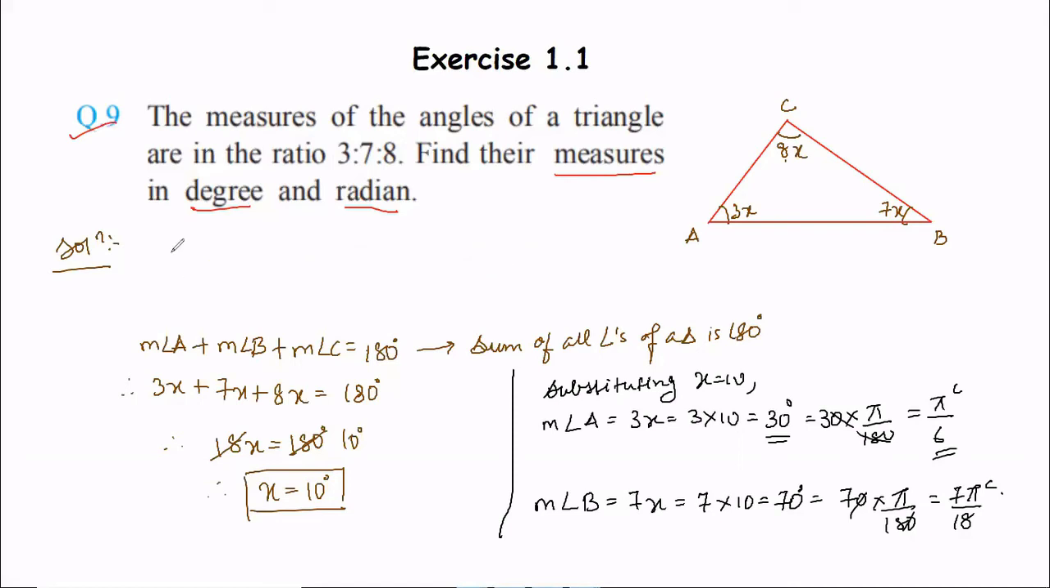Measure angle C is equal to 8x. So 8x is equal to 8 into 10. That gives you 80 degrees. That's the answer in terms of degrees.